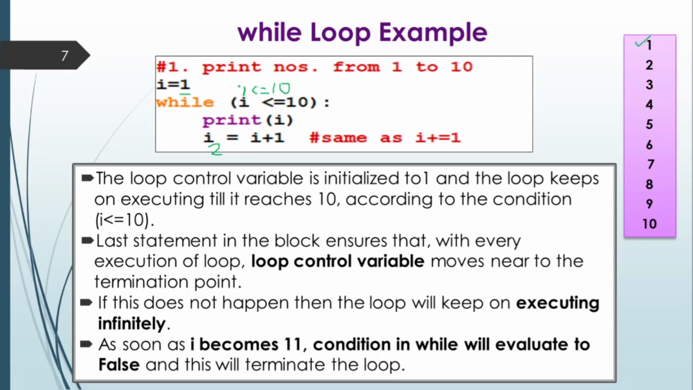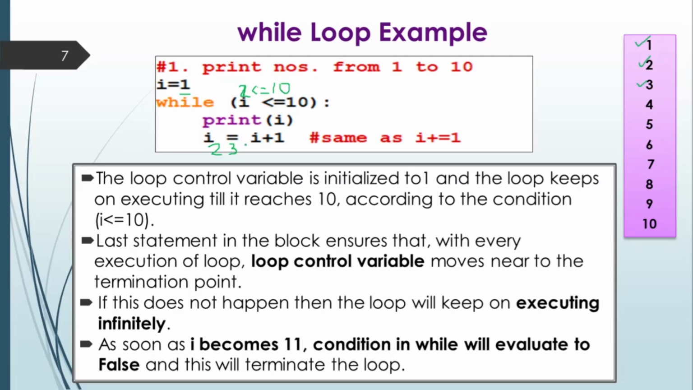The condition is evaluated as 2 less than or equal to 10. The condition is true and the output will be printed as 2. After that, the value will be updated to 3, and then the condition is evaluated as 3 less than or equal to 10. The condition is true. The value of I, 3, will be printed.